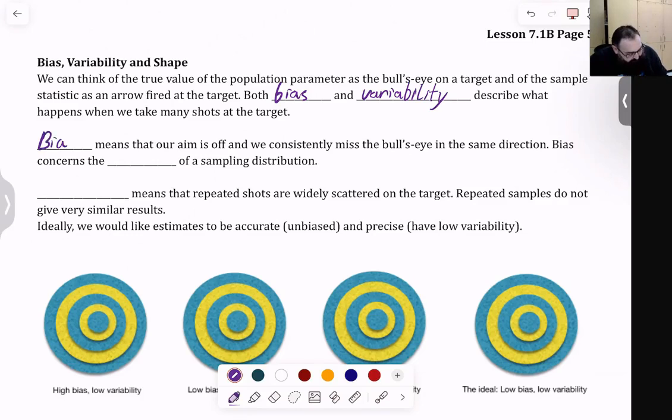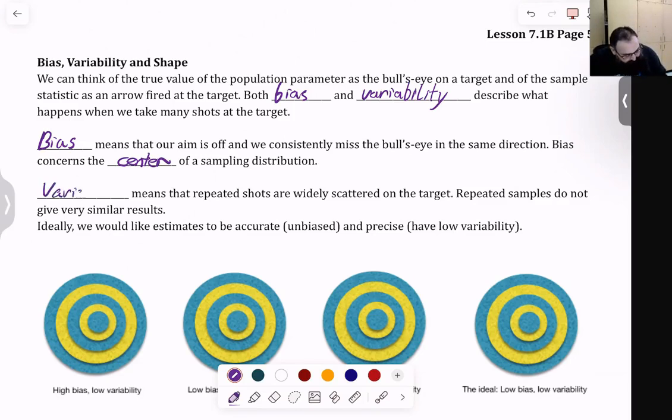So bias means that our aim is off and we consistently miss the bullseye in the same direction. So it's not about just missing and it's everywhere. It's that you keep missing but to the left, or you keep missing to the right. You keep missing in the same direction. So bias concerns the center of the sampling distribution, where you can tell where a person's aiming. They just keep missing in the same direction. So it's like their aim is just off.